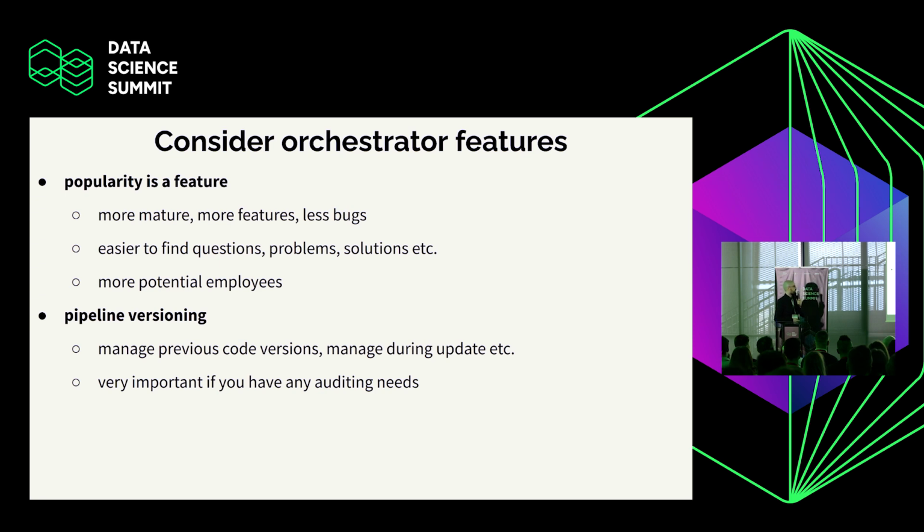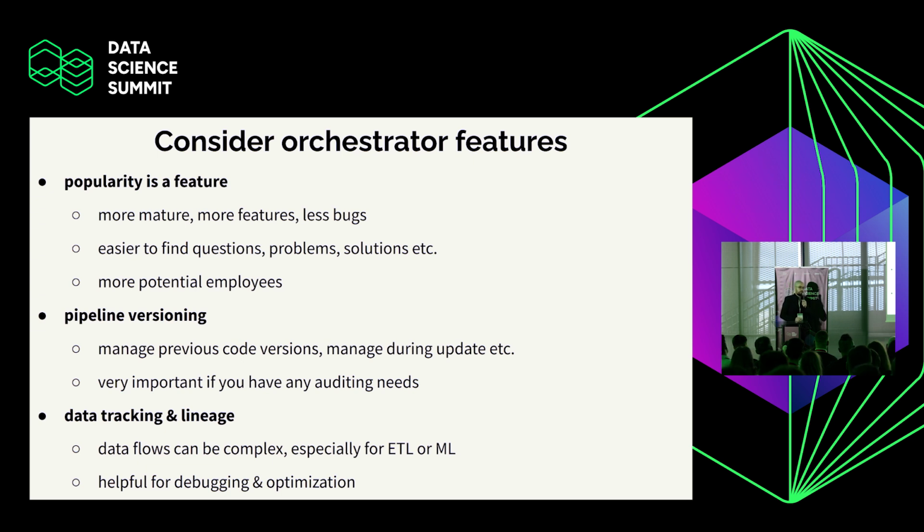Pipeline versioning. Some frameworks, especially older ones, most popularly Airflow, do not manage previous code versions. So for example, if you update your pipelines, they basically throw away the old code. For example, they throw away old logs if you change your task names. If you have any auditing needs, it is very, very important to choose an orchestrator that supports pipeline versioning, because without it, you will absolutely lose some logs, some historical data about your orchestrator at some point in the future.